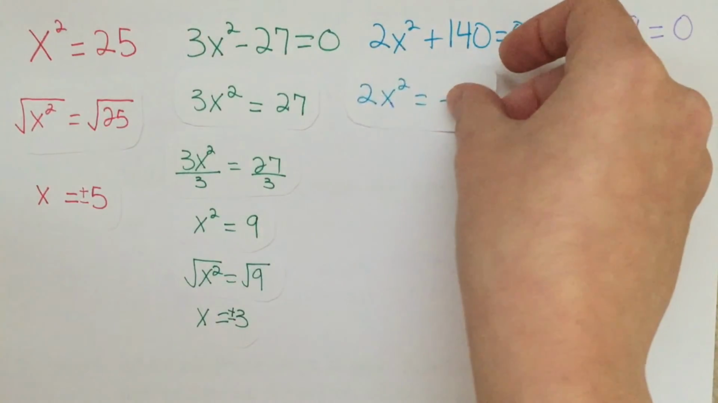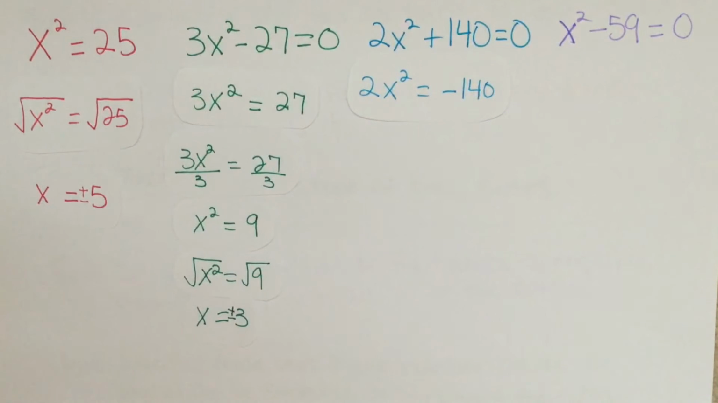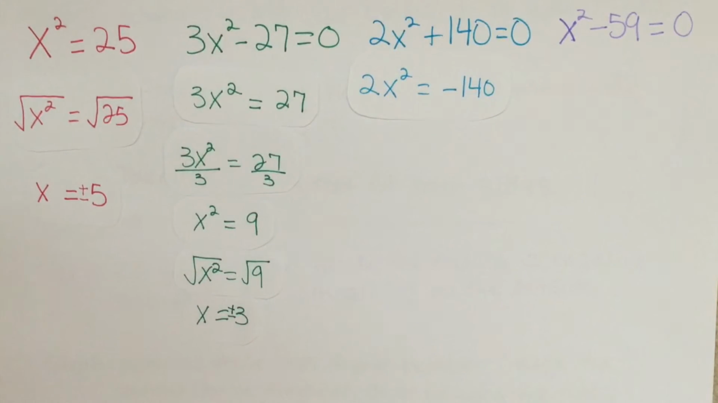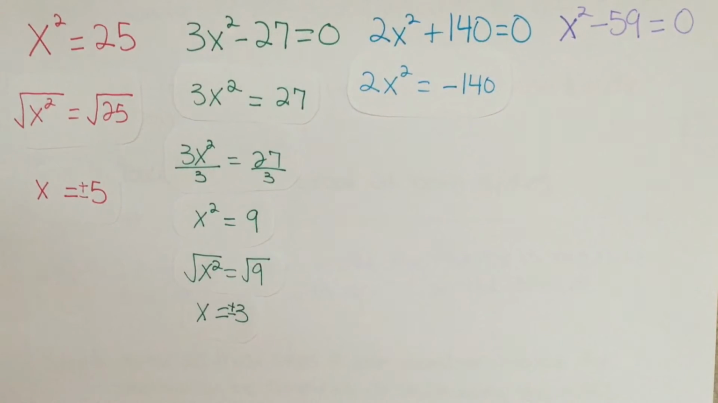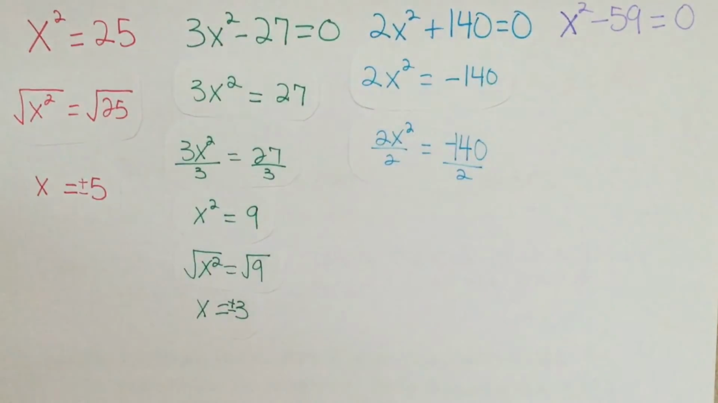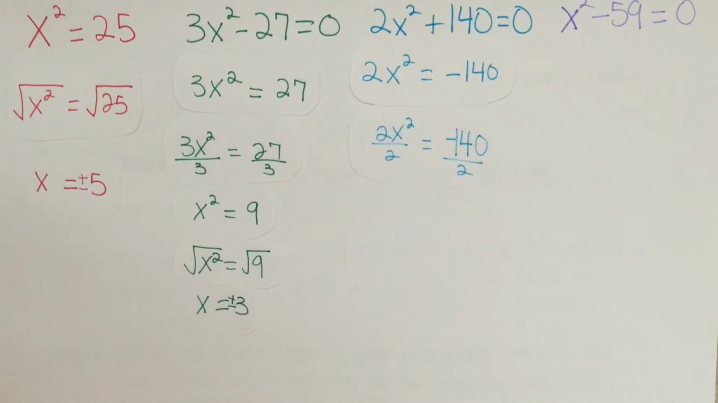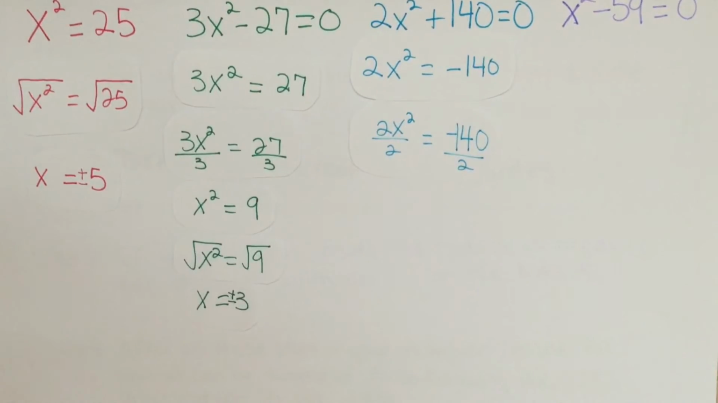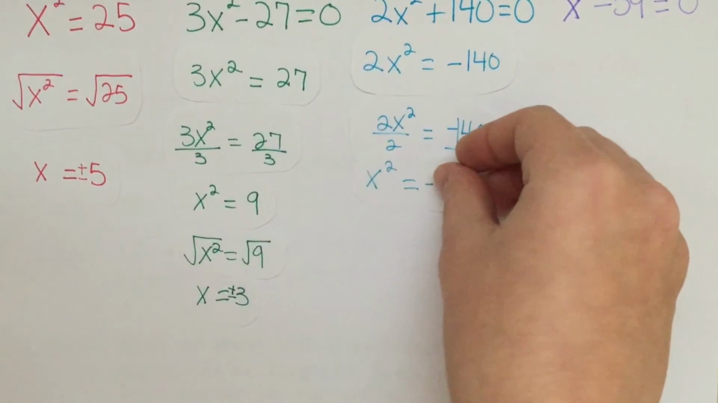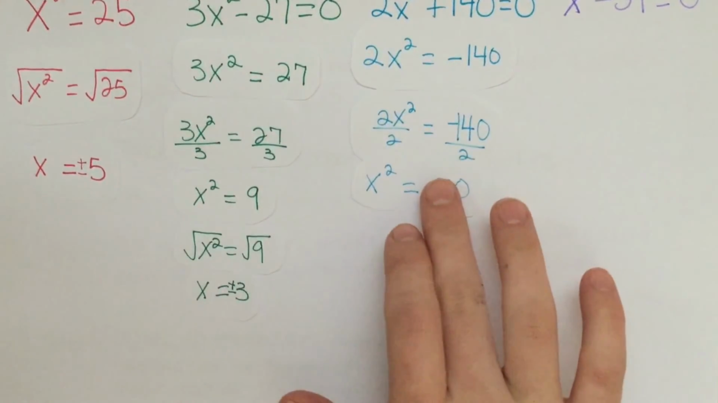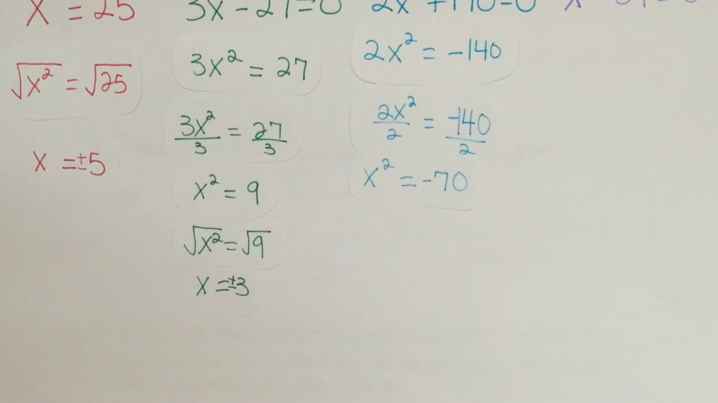For the next problem, 2x squared plus 140 equals 0. You will subtract 140 from both sides, giving you 2x squared equals negative 140. Then you will divide both sides by 2 to get rid of your coefficient. That will give you x squared equals negative 70. Now you will take the square root of both sides.